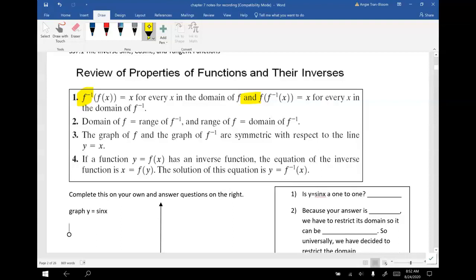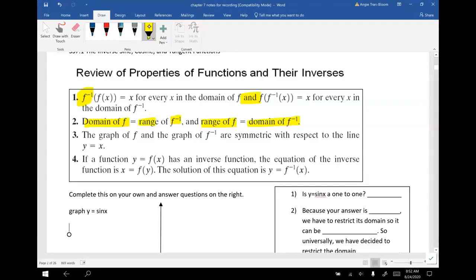Okay, so again, if the function has an inverse, and if the inverse is a function, then the composition of the inverse and its regular must be x, and the composition of the regular and its inverse must be x. The domain of the regular function is the same as the range of the inverse, and the range of the regular function is the same as the domain of the inverse. So aka the domain and range switch.